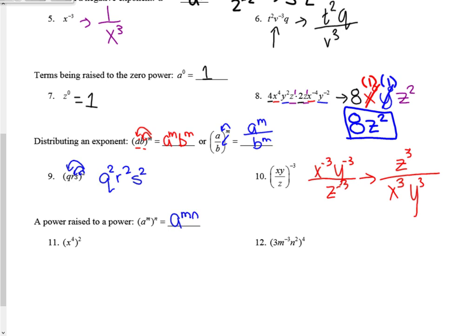So on number 11, I'm going to multiply my 4 and 2. So I have x to the 8th. On 12, I have to distribute that power to everything, and we have to multiply them together.